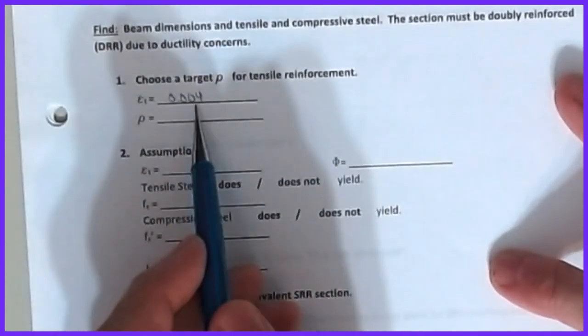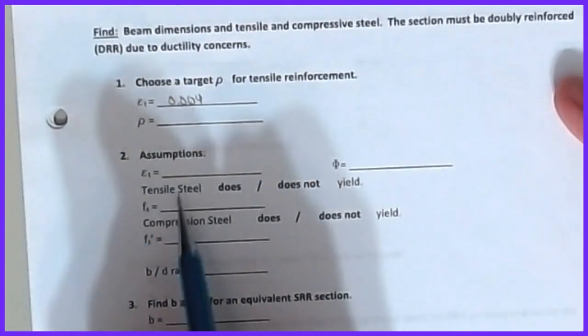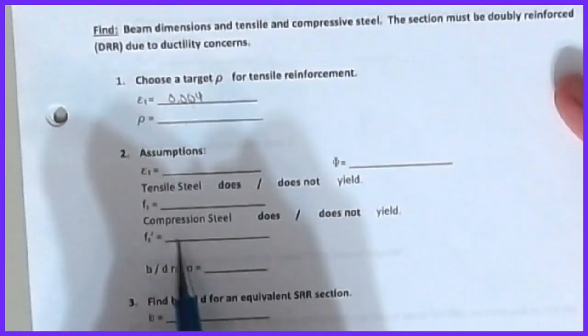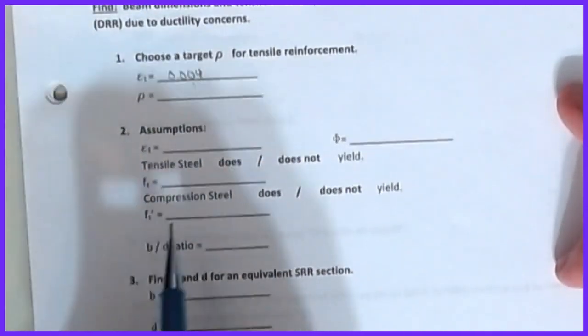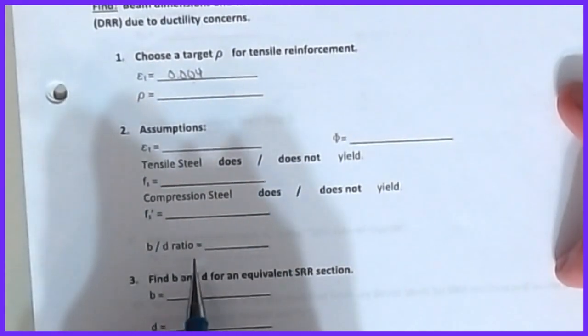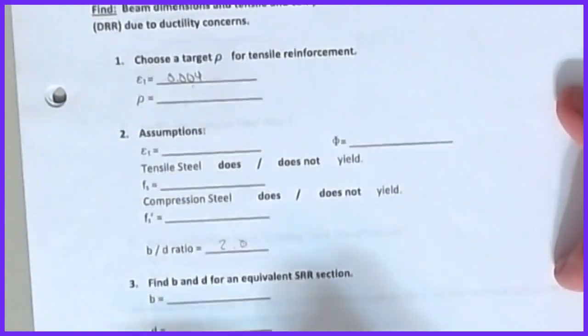So again, once you make this assumption, you should be able to draw the strain diagram and conclude whether one is yielding or not. Okay, like I said, the tensile steel most definitely is, but the compressive steel may or may not be. Okay, and then we're going to take a guess on the B over D ratio. So these are all things, again, that I kind of gave you some rules for how to guess those on the first pass. So again, I typically choose that to be 2.0 as I start to look.